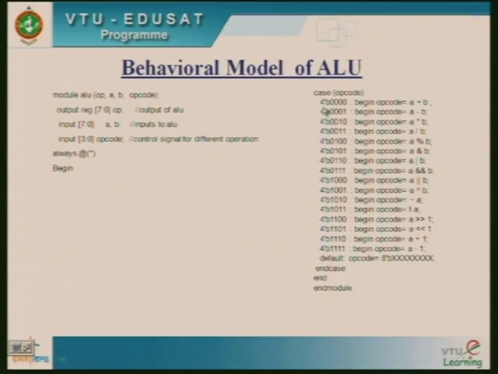So, 4'b, where b represents binary. If I am representing a number in binary, I write b. This is the syntax used. If I am using octal, it will be o. If it is hexadecimal, it will be h. So I am going to write 4'b0000, then colon, begin, opcode equal to A plus B. It is going to add 2 numbers. I am going to use 2 sets of numbers here, A and B.